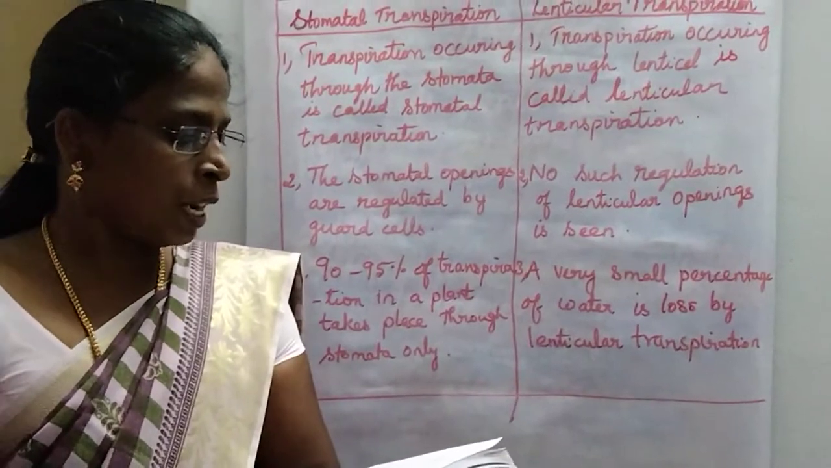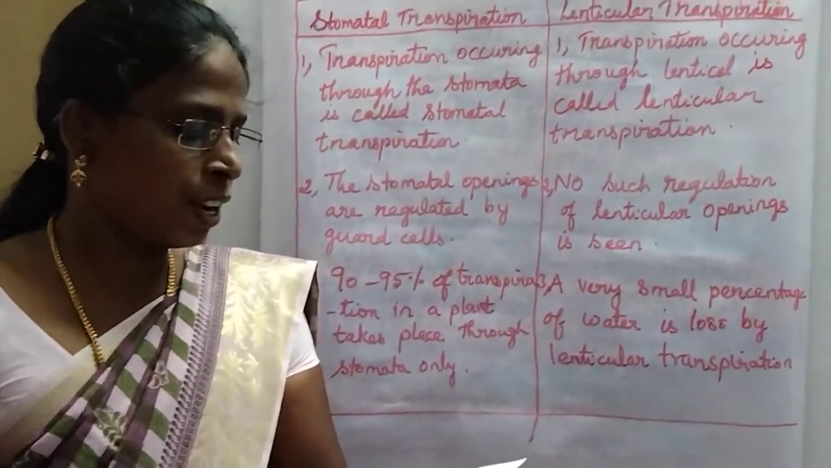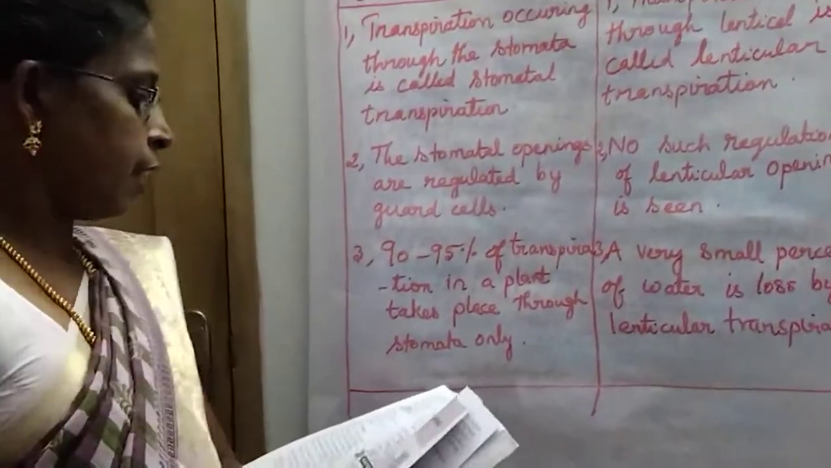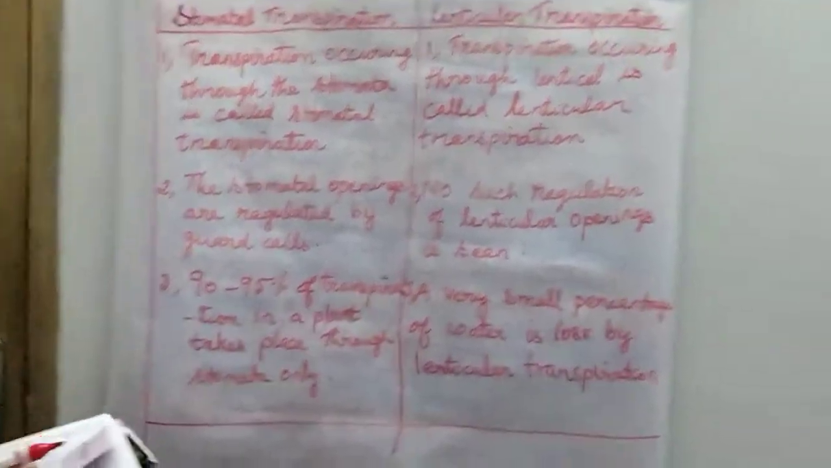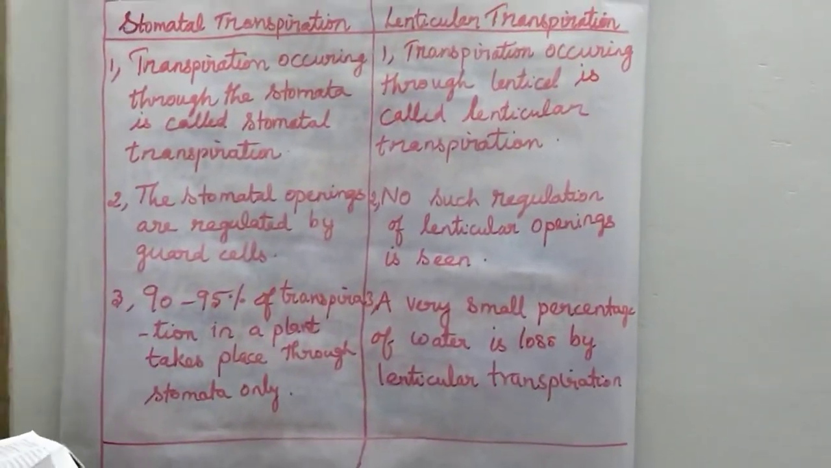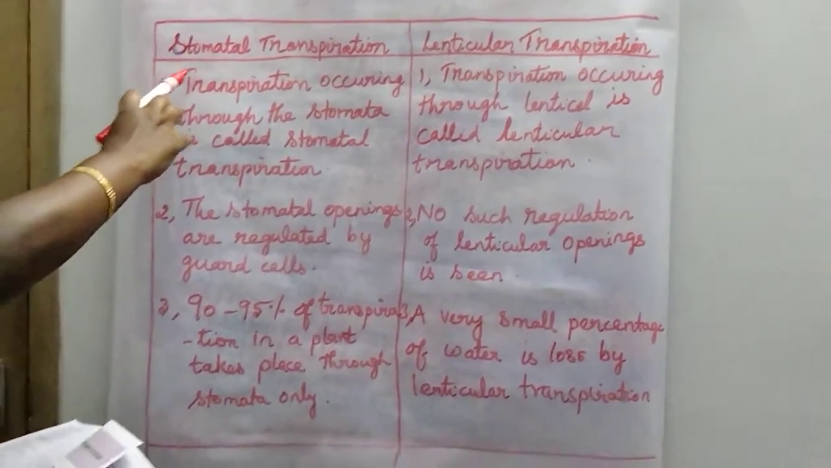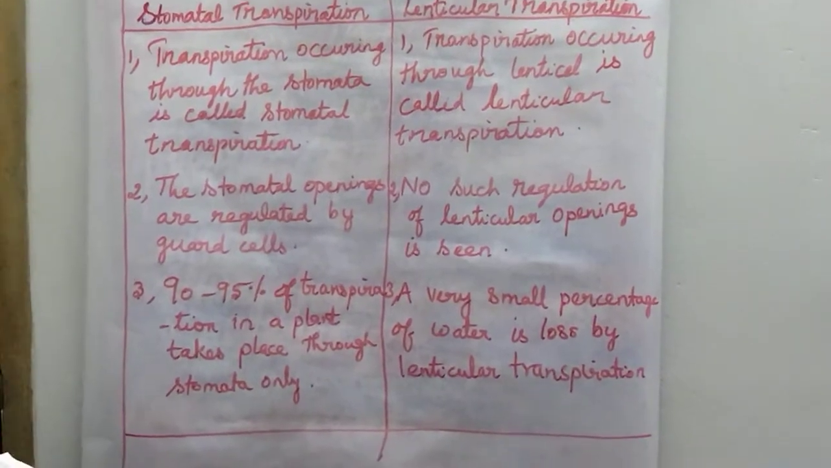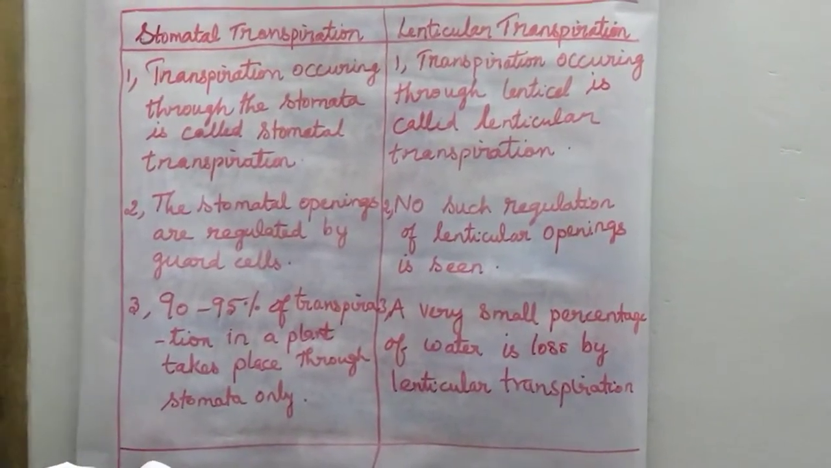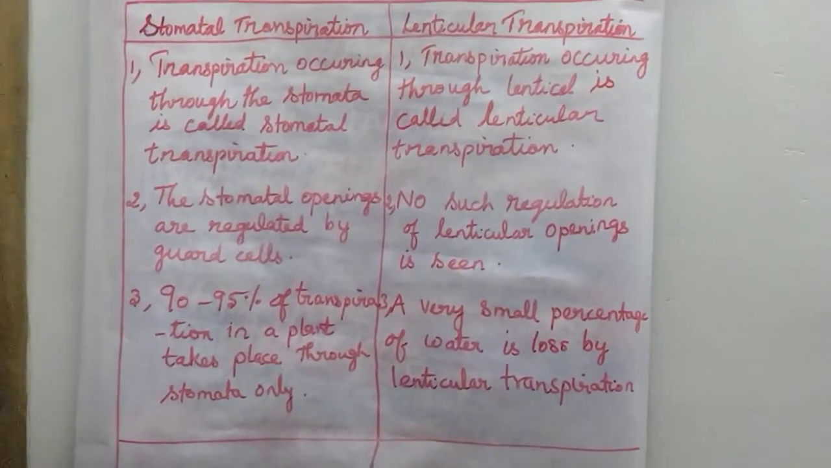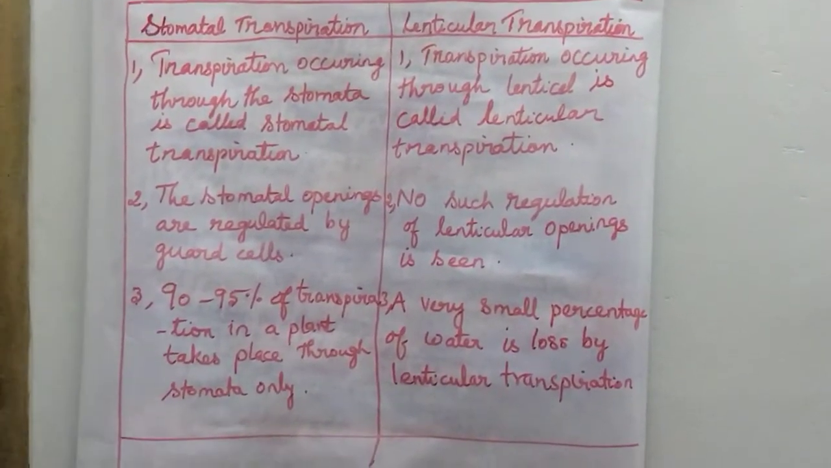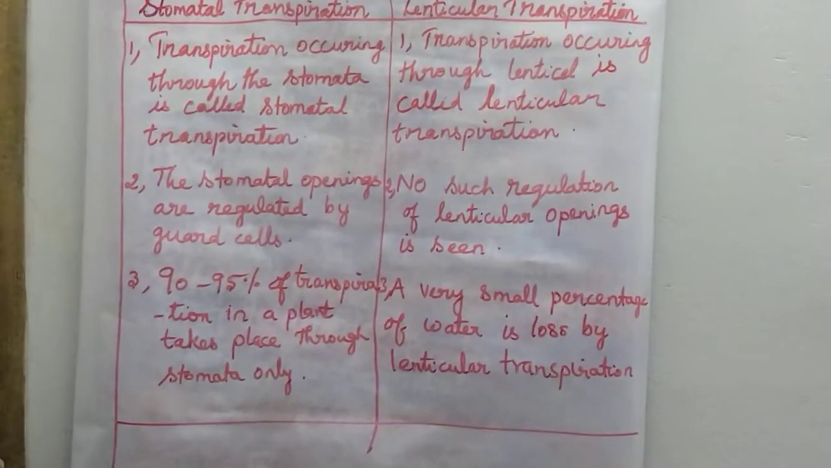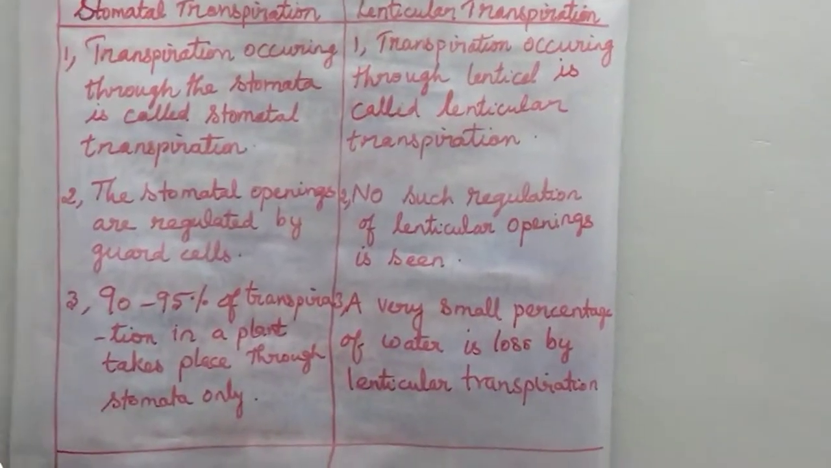So the same Roman letter, next question, 8th question. Mention the differences between stomatal and lenticular transpiration. Further, the answer is given here. You can draw the tabular column. The first heading you can write stomatal transpiration. Second heading you can write lenticular transpiration. Under stomatal transpiration, the first point is transpiration occurring through the stomata is called stomatal transpiration.